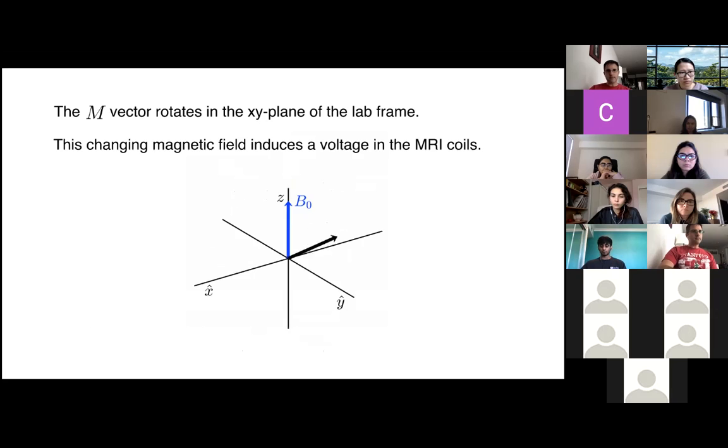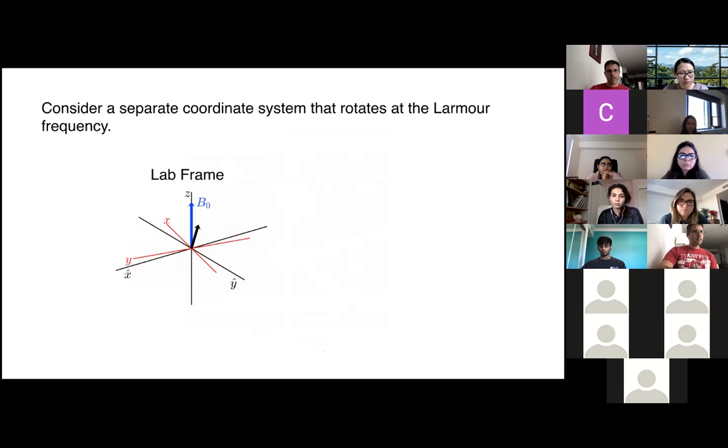Okay, so this vector is rotating at 64 megahertz in the lab frame. And then, like I said, the changing magnetic field induces a voltage in the nearby MRI coils, and that's what we measure. We can consider a separate coordinate system, one that rotates with the particle, so 64 megahertz. And in this separate coordinate system, what's going to happen? Can someone describe it to me?